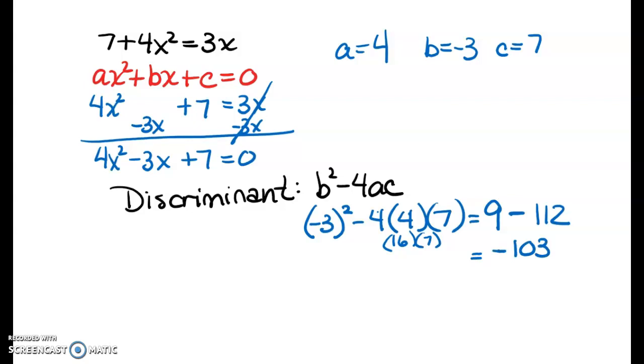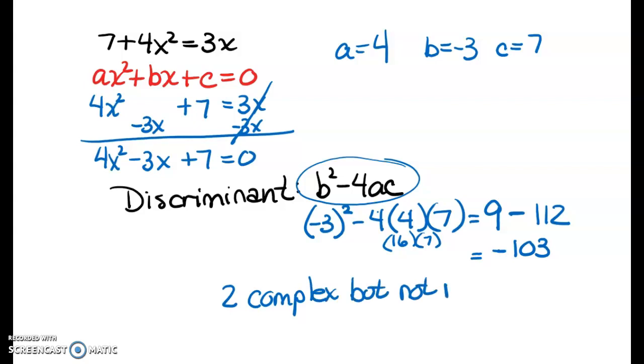-103. So we've already done one that has a negative. I know that means I'm going to have 2 solutions. And since this is the part that's under the radical, if I take the square root of a negative number, I get an imaginary solution. So I'm going to have 2 complex but not real solutions.